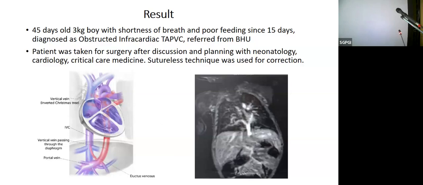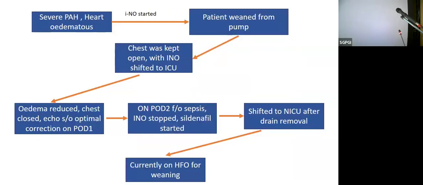This is the patient's actual MRI. So with the help of MRI, we could know what the anatomy is. We operated on the patient. This patient was having moderate to severe PH. Because of the PH, we were not able to get the patient off pump. So what we did, we got a new INO machine, that is inhaled nitric oxide. With the help of INO, the PH settled and we could wean the patient off pump.